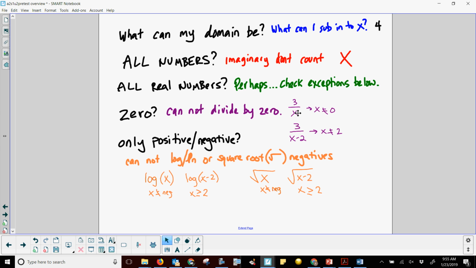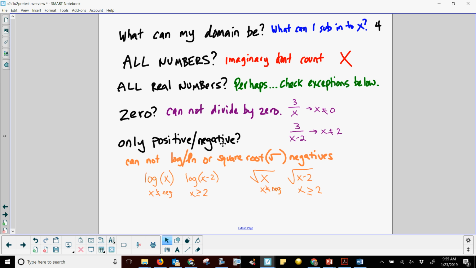Same thing here. I can do 0.1 or whatever, because it's not 0. I can divide it and get an actual number. So if you're dividing, then obviously you can't divide by 0. If you have something like this, just make sure, oh, well, if I plug in 2, that makes it 0. Can't do it. Only positive or negative numbers.